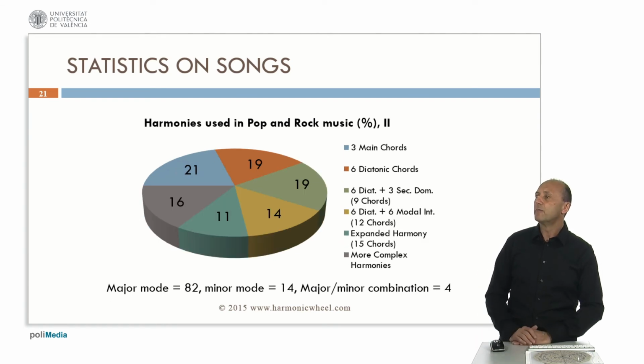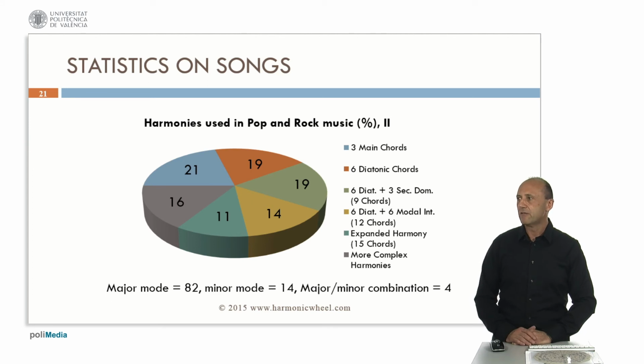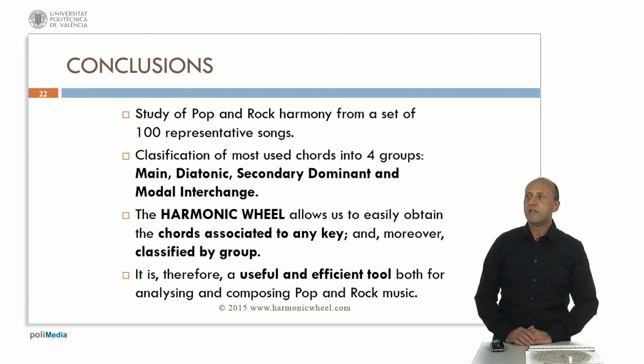This way, we obtain this second figure with statistics on songs, and we find that 21% are composed with only the 3 main chords, 19% with the 6 diatonic chords, 19% combine diatonic plus 3 secondary dominant chords, 14% with diatonic plus modal interchange chords, 11% with expanded harmony, that is at most 15 chords, and more complex harmonies, we have 16%.